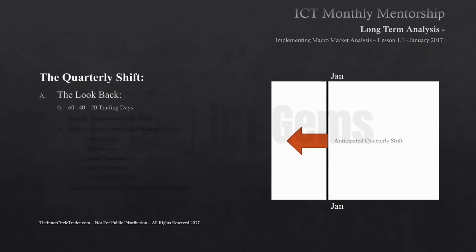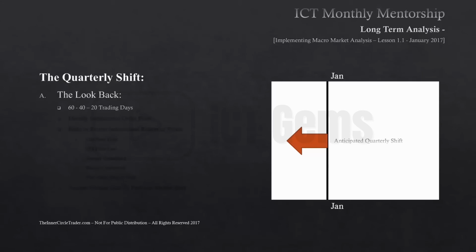What you're going to be doing is looking back from your month of study, wherever that is in time, regardless of when you start your analysis, the most recent past month. You want to use the first trading day of that month, put a vertical line on your chart, and then from that point on, you're going to be looking back to the left. You're going to be looking back to the left 60 trading days, 40 trading days, and 20 trading days.